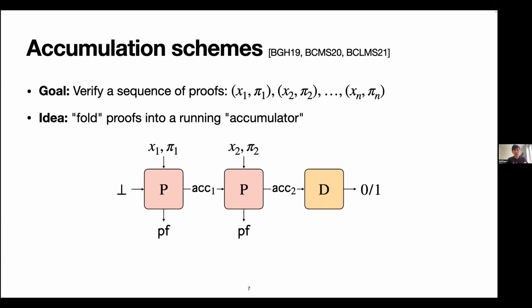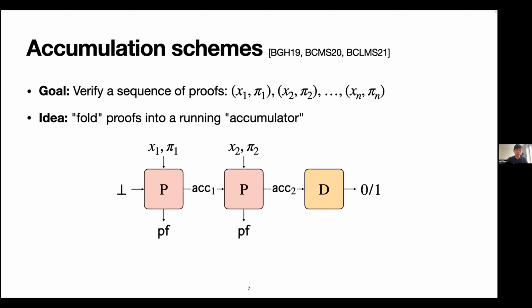So in this example, I have a starting default accumulator denoted bot and a proof pi_1. This folding is implemented by an accumulation prover denoted P, which takes these two things in and outputs a new accumulator acc_1. You can repeat this process over and over again. You can run the accumulation prover on acc_1 and another proof pi_2 to produce a new accumulator acc_2. You do this for all of the proofs, and then finally, at the end, you run a decider algorithm denoted D to validate the accumulator. If the decider accepts, ideally, this should guarantee that the entire sequence of proofs is valid.